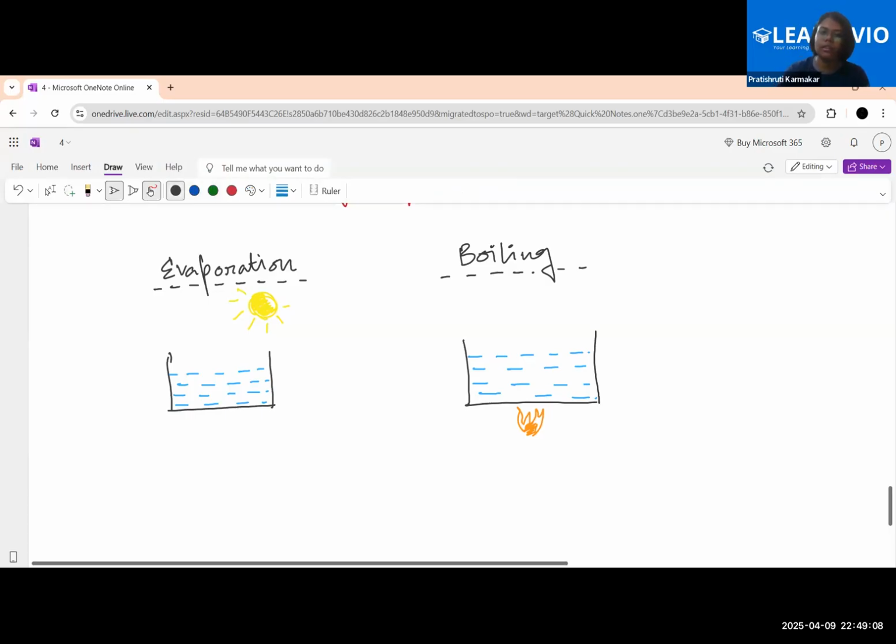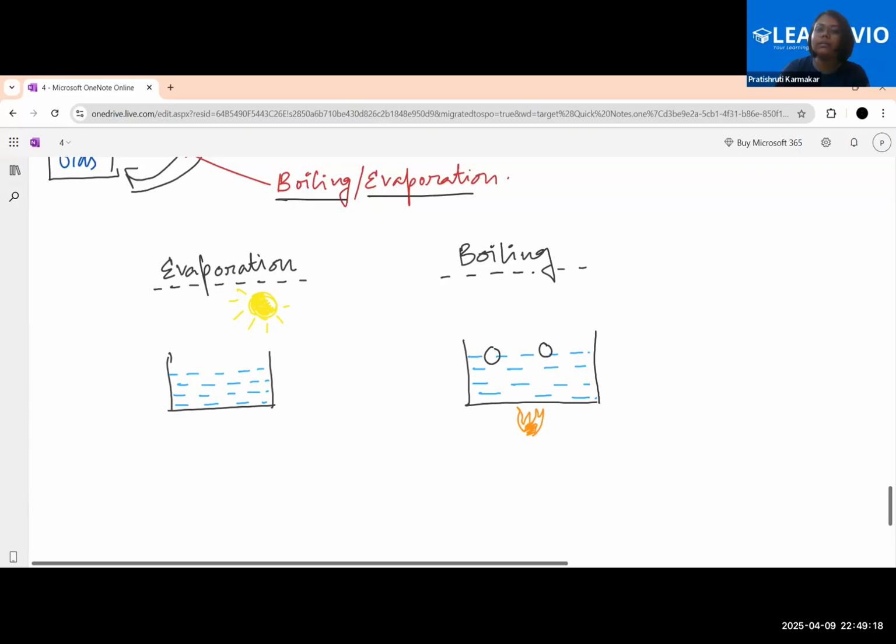100 degrees Celsius. So when we start boiling, what will we see here? After some time, we will see bubbles forming, right? Bubbles start to form, and after some time the whole water is getting converted into bubbles, and it converts into vapor very quickly, right? Yes, ma'am.